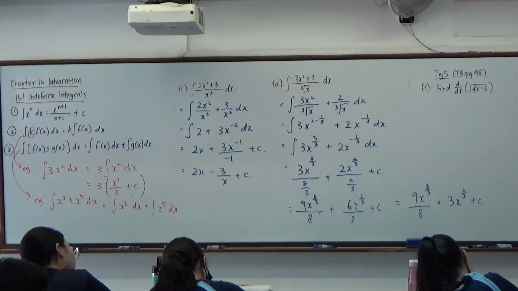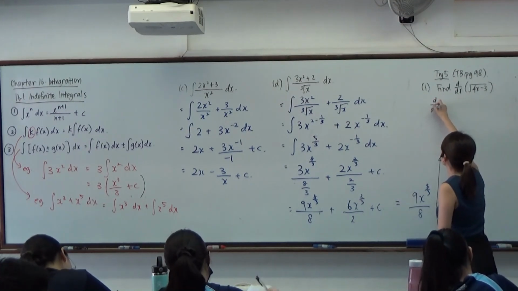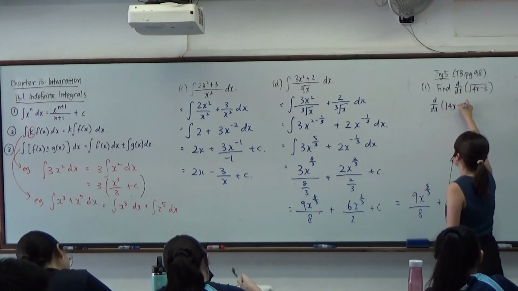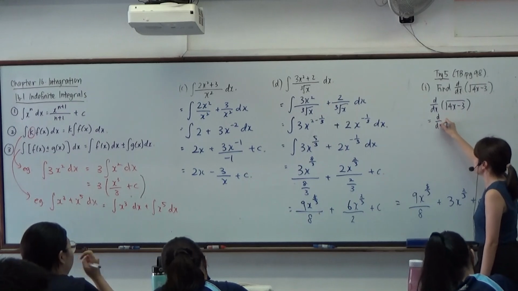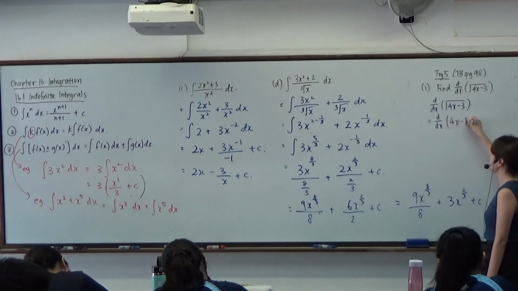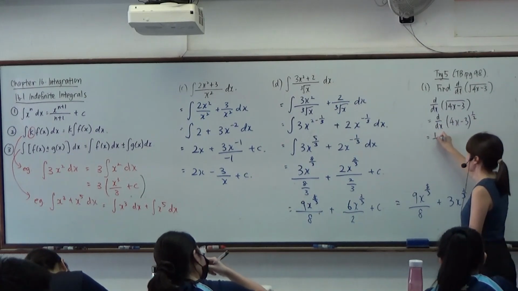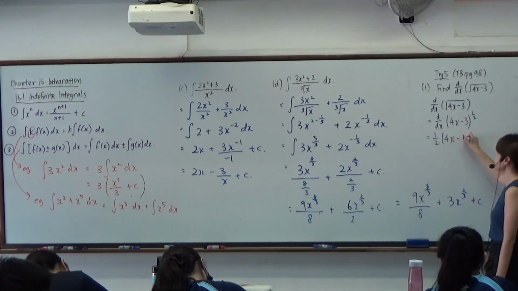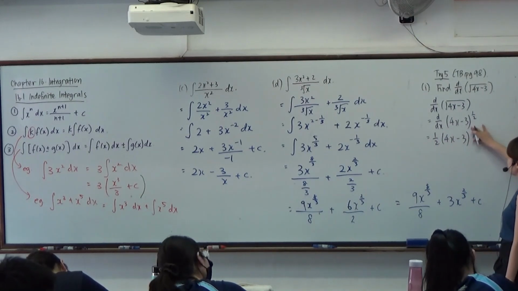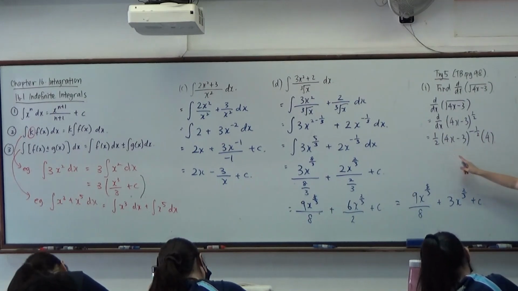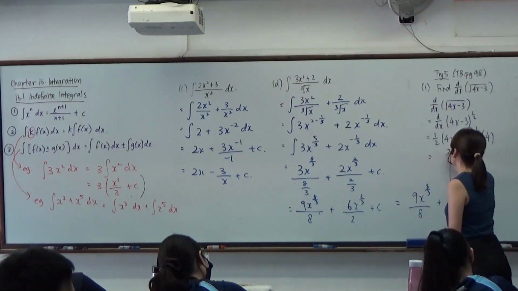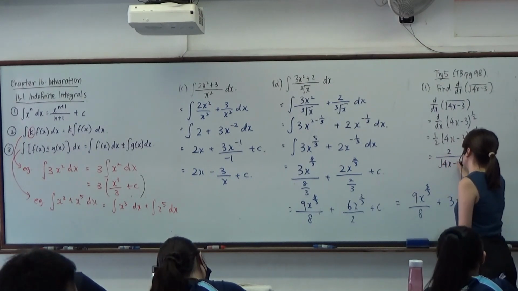Looking at try 5, part 1, I asked you to differentiate. At this juncture, differentiating should really not be an issue. So this is differentiating 4x minus 3 to the power of half. Bring down the power, minus 1, so we get negative half, followed by remembering to multiply by 4. So we get 2 over square root 4x minus 3.